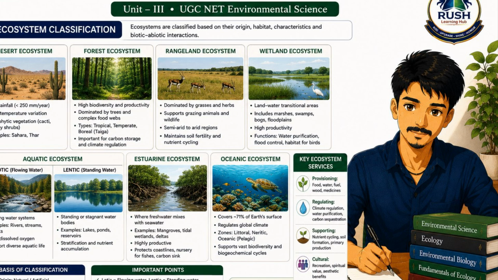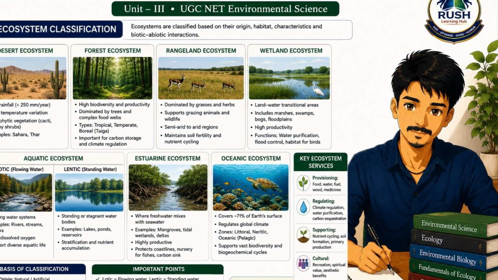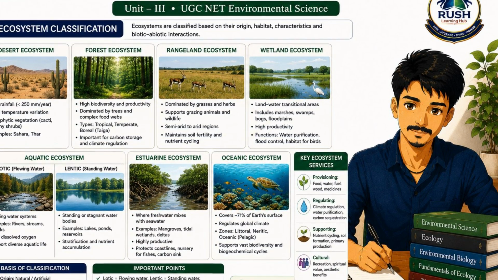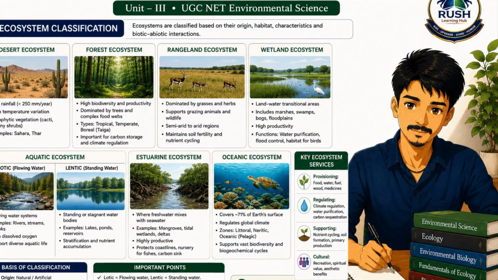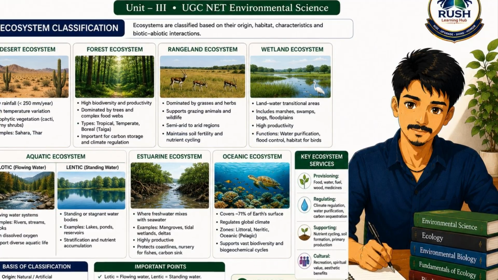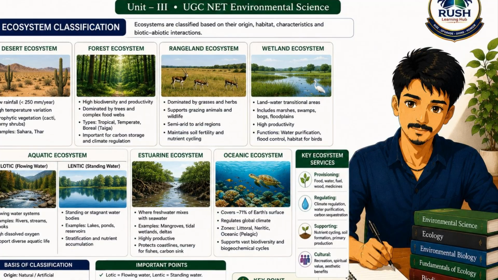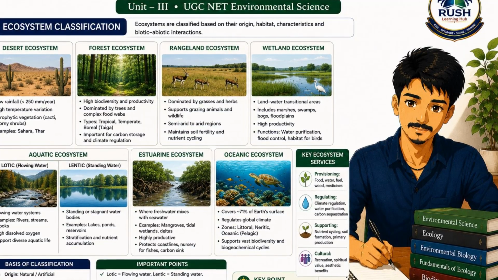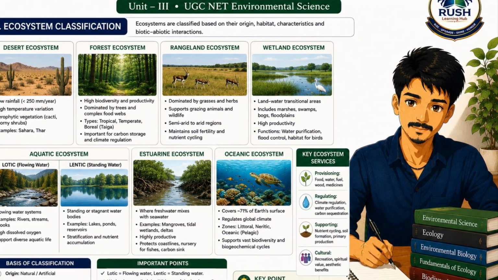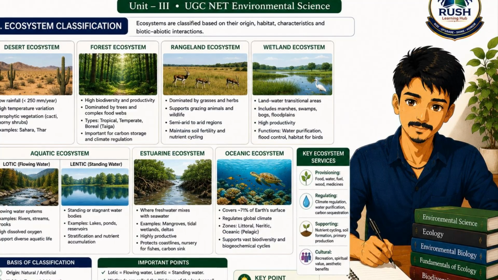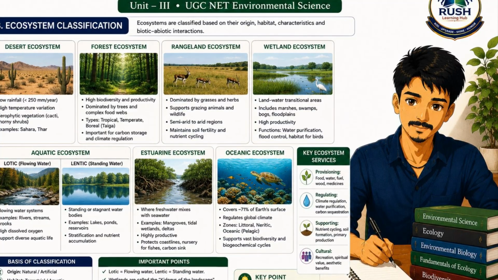Another important ecosystem is the rangeland ecosystem. Rangelands are dominated by grasses, shrubs, and herbaceous vegetation and are used extensively for grazing livestock and wild herbivores. These ecosystems contribute significantly to primary productivity and nutrient cycling.